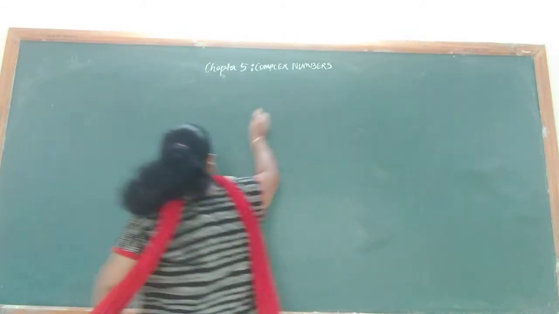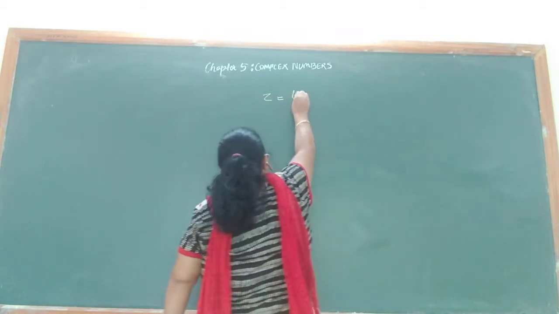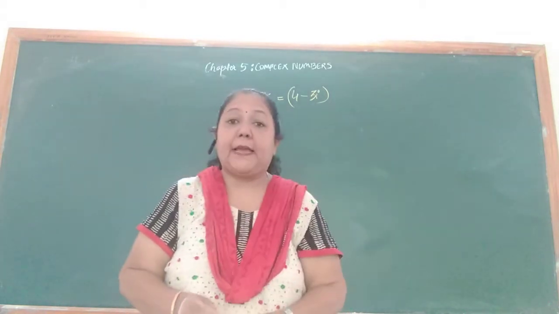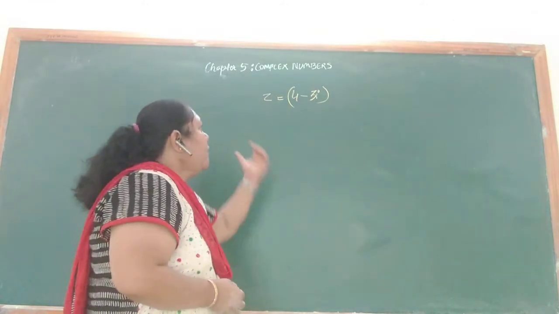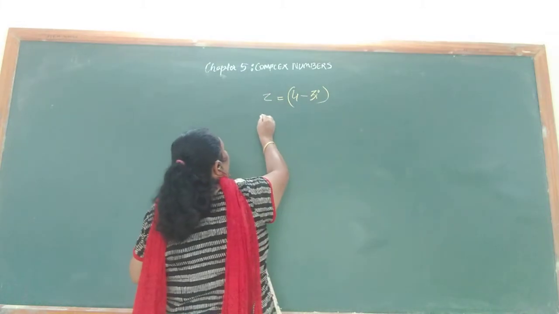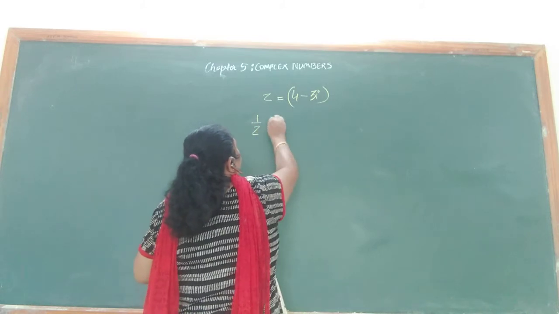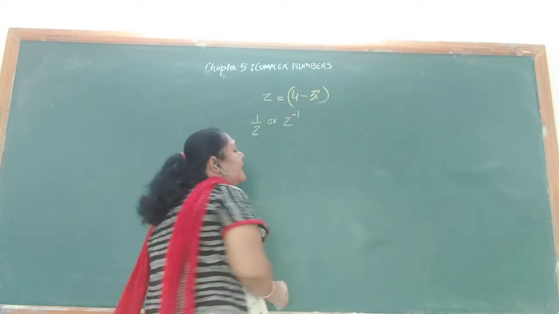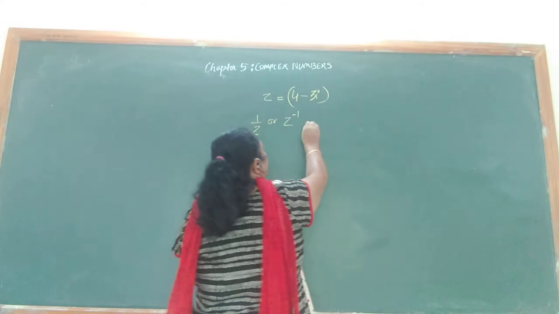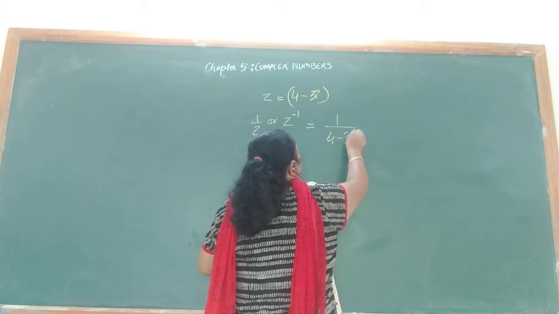So I am given z is equal to 4 minus 3i, and I want to find the inverse. Inverse means reciprocal, so I want to find 1 upon z. I can write it as either 1 upon z or z inverse. Both the symbols are okay. So z inverse means reciprocal of z, so reciprocal of 4 minus 3i.